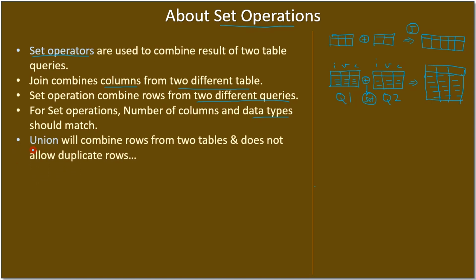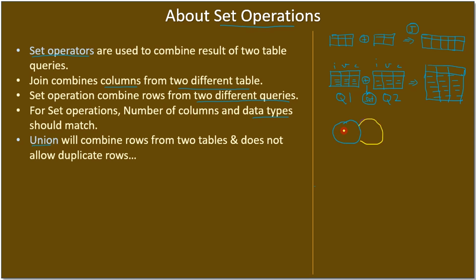Now let's look at some of the set operations. Union. Union will combine rows from two tables and does not allow duplicate rows. So let's say this is table 1 and this one is table 2.